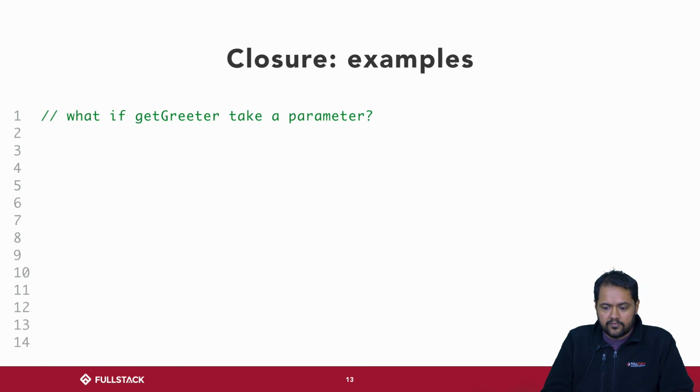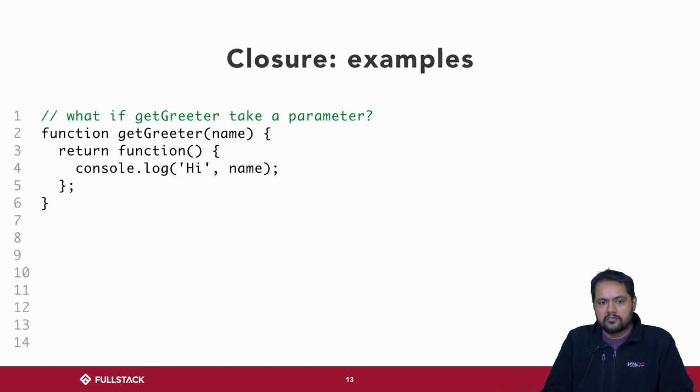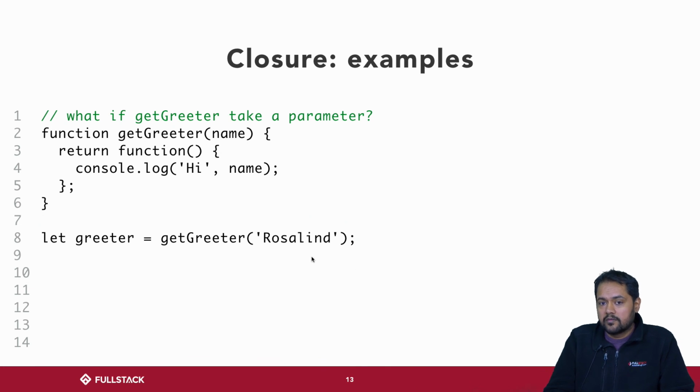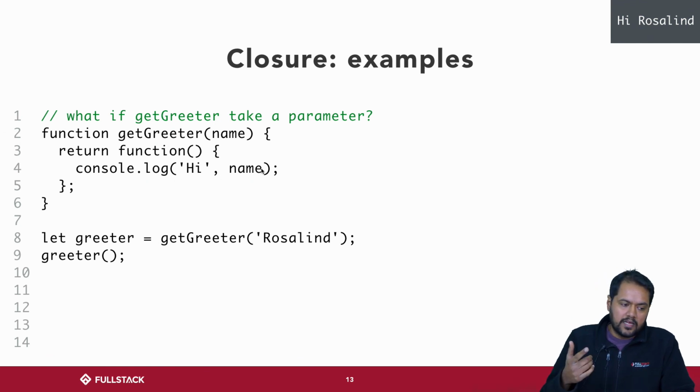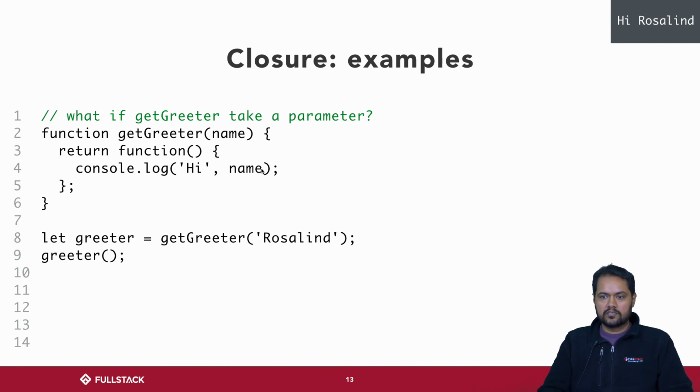And so now, what if getGreeter took a parameter, right? So if getGreeter took a parameter like this, so instead of defining it, so on the previous page we were defining name, we were like hard coding name to be Marie right inside, right? So what if instead this was just a parameter name and any name could be passed in? Would closure still work? The answer is yes. So if we pass in another name, Rosalind, and we call greeter, then we still get hi Rosalind. Like the parameter can still be closed over in the same way that the explicitly defined variable name was closed over.